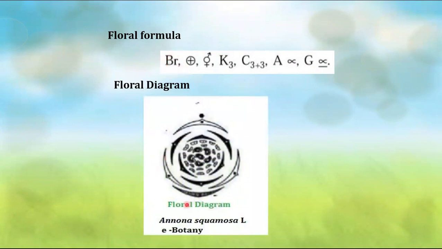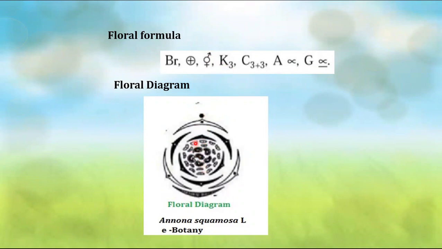Now the floral formula. The floral formula is drawn from the floral diagram. Okay. Now the flower is bracteate. Now look at this symbol, that is bracteate. It is actinomorphic, okay, actinomorphic flower. It is complete, bisexual, with androecium and gynoecium.